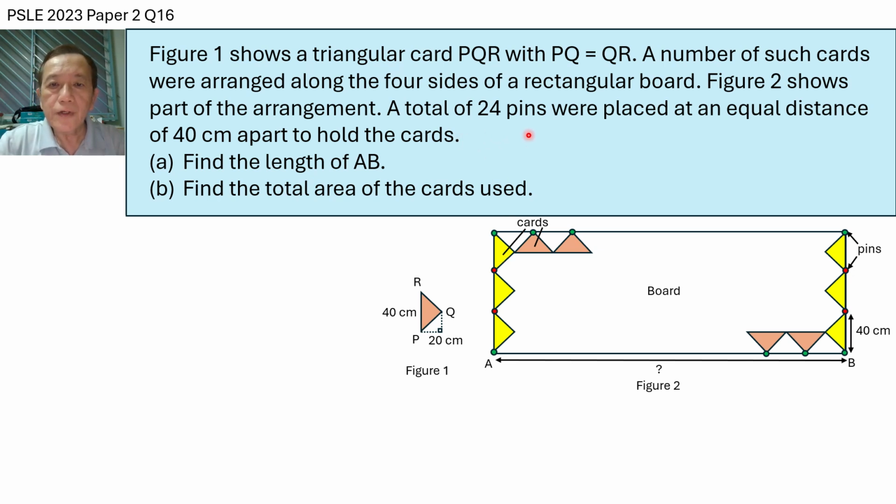A total of 24 pins were placed at an equal distance of 40 cm apart to hold the cuts. Find the length of AB. This is AB.